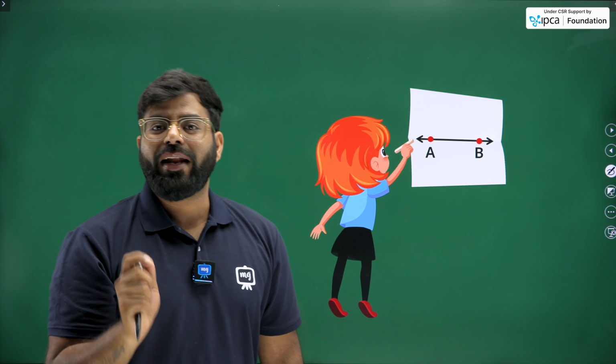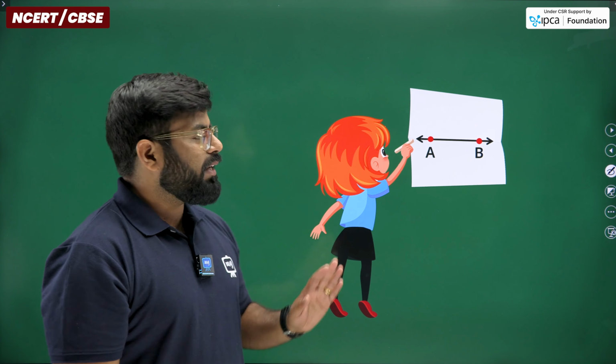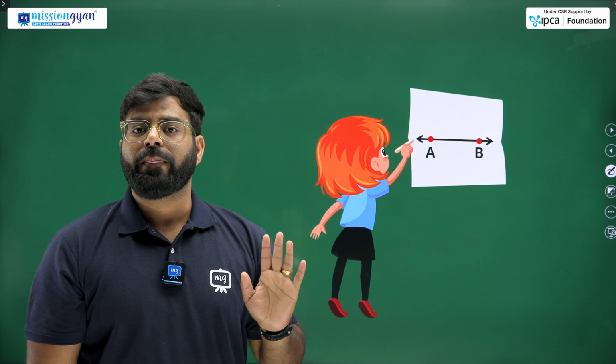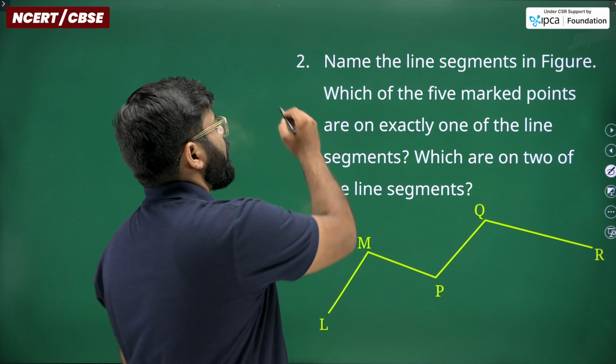So only one line can be passed through the given points. Is that clear? So only line AB can be drawn with the help of point A and point B. Is that clear? Understood? So let's move forward to the second question.